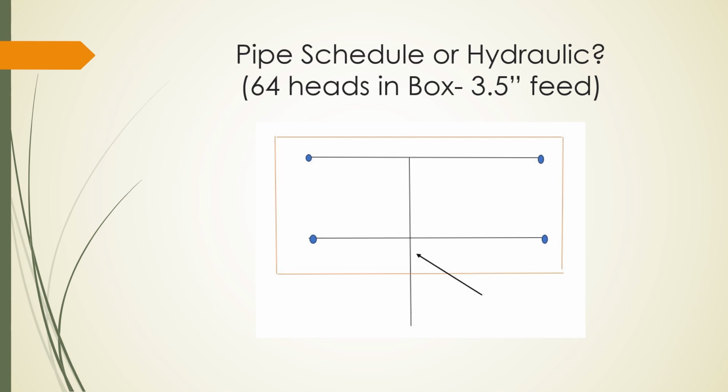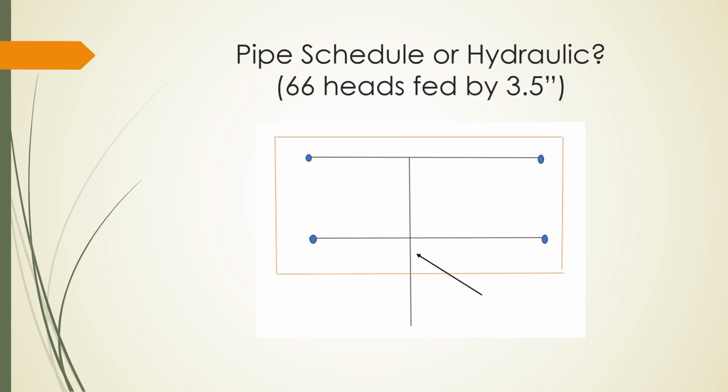So the question is, is this a pipe schedule system, or is it a hydraulically calculated system? Well, the answer is it could be both, right? I mean, it could certainly be hydraulically calculated, but it also conforms to the pipe schedule layout in that 65 heads or less are fed by a 3.5 inch line. So my guess would be, in this particular case, that the likelihood is that this is a pipe schedule system.